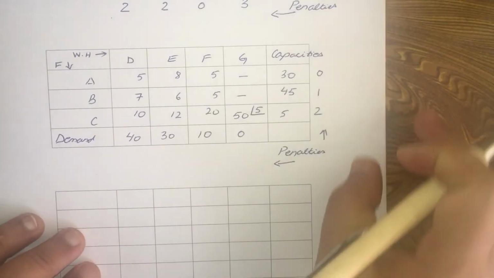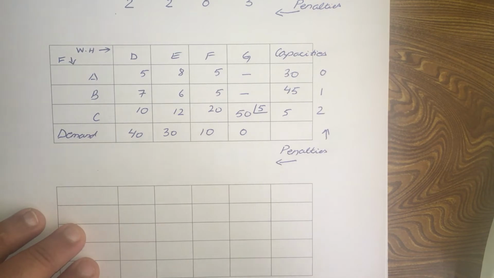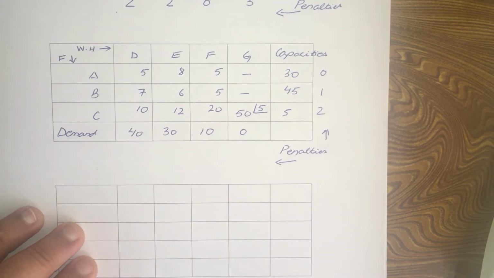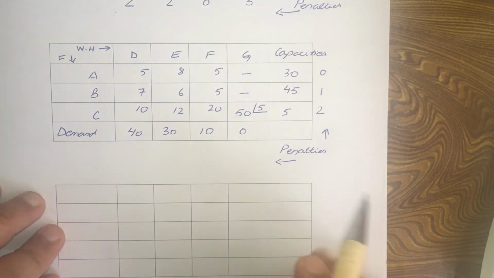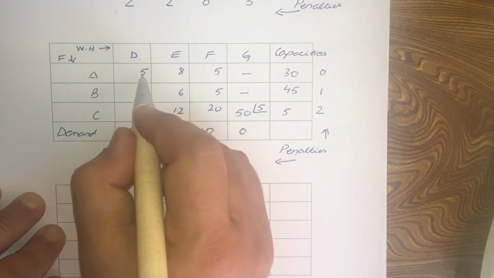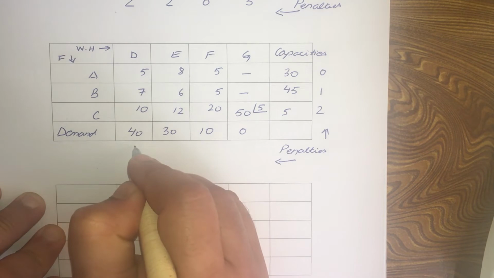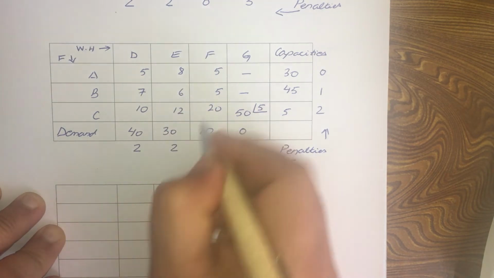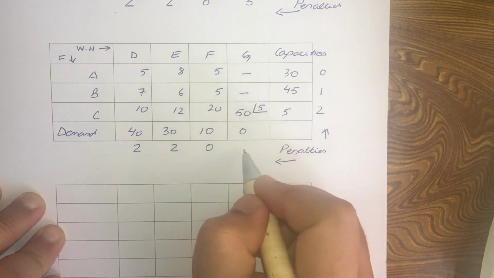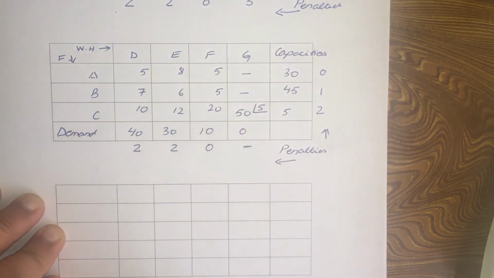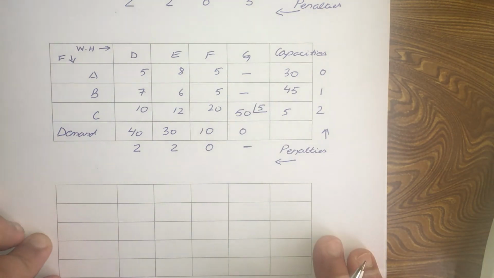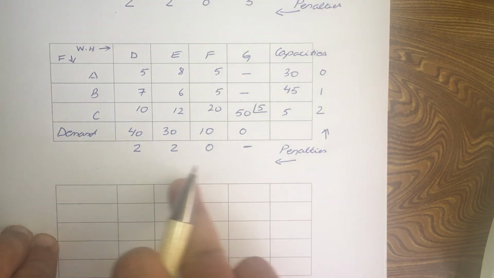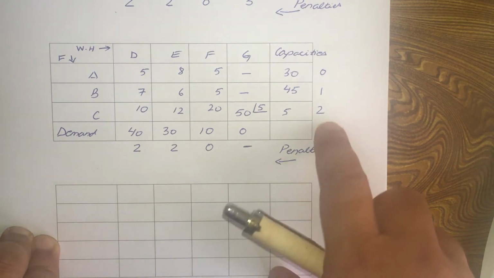Remember, what is the penalty? Penalty is the difference between the cell that has the least cost and the cell which has the second least cost. Now for D 5 and 7, so 2, 8 and 6, 2, 5 and 5, 0. Now do we have to find out the penalty of this? No. Why? Because we've already fulfilled the demand of G. We ignore G.